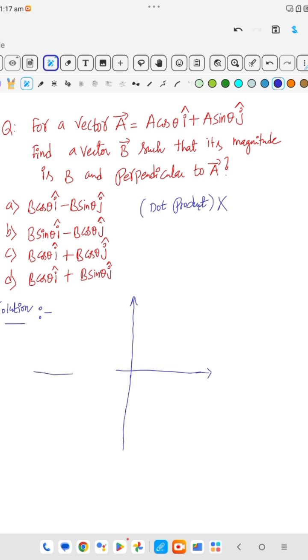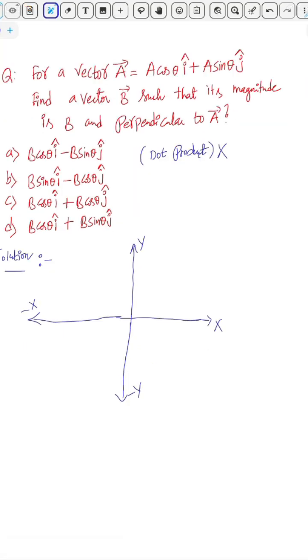So I am drawing a two-dimensional plane. So this is x-axis and this is y-axis, positive x, positive y, and this is negative x and this is negative y. So first I assume this as a bar, and let me consider the angle made by this a bar with x-axis is theta. Therefore its x component will be a cos theta. Similarly, its y component will be a sin theta. So this is the location of the given vector a bar.